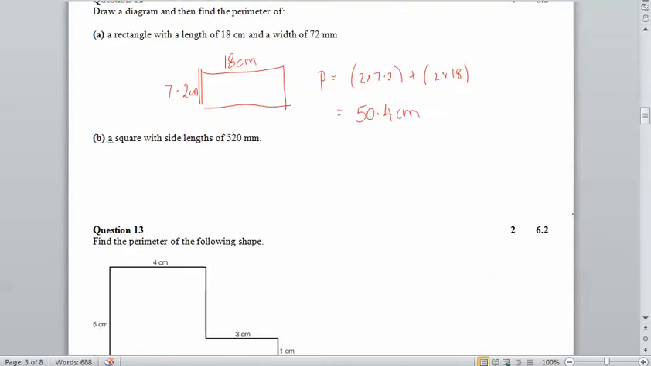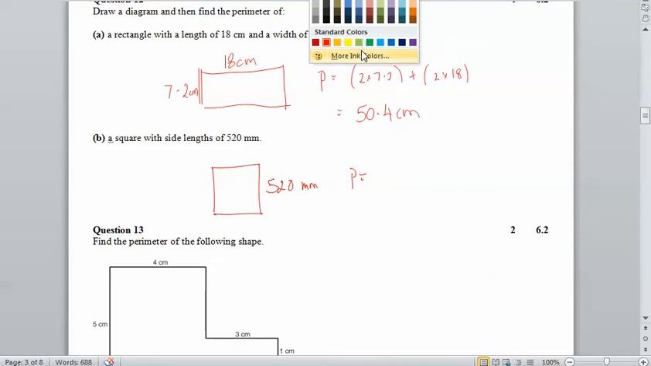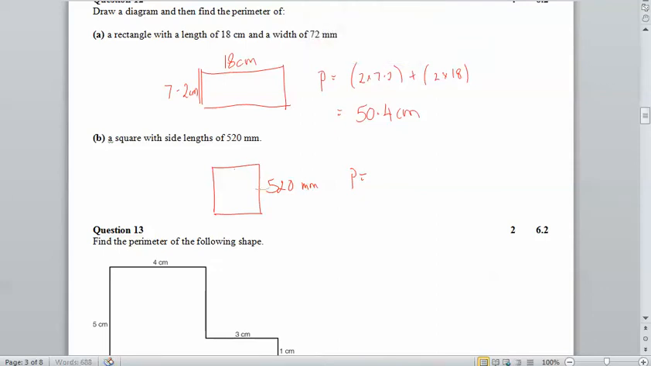Square of side length 520 millimetres. The perimeter is, well, we have 4 of those, don't we? We could really write this like so, couldn't we? Because these are all the same length. So our answer is 4 times 520, which in my head is 2,080. 2,080 millimetres.